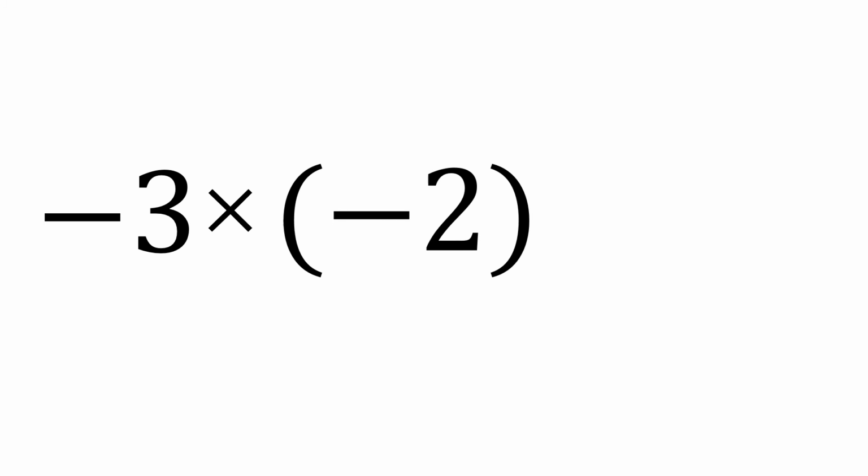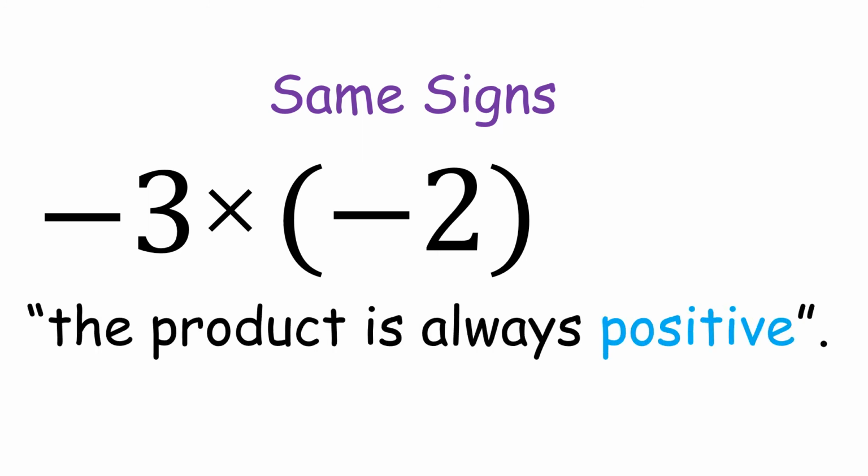Next, we have negative 3 multiplied by negative 2. So these are containing the same signs. And so the product is always positive. So let's multiply. We have 3 times 2 is 6 and the product is positive.